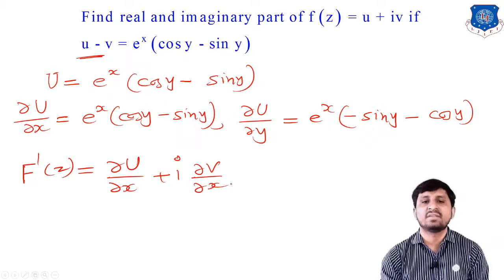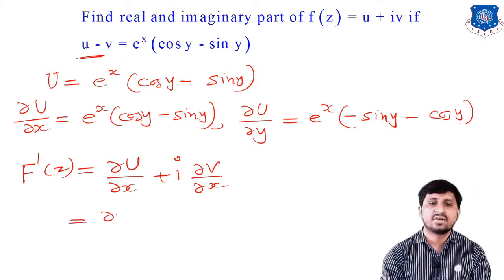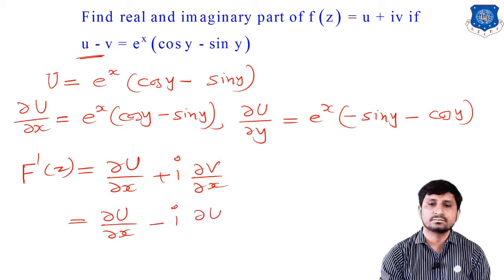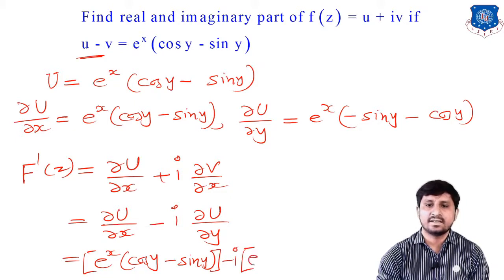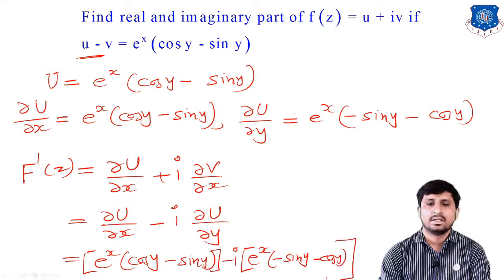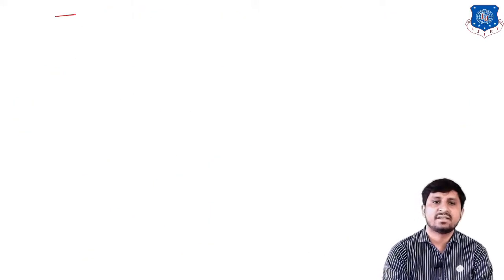Don't forget U and V both are capital. Okay, but instead of del V by del x, I can write minus del U by del y and put this value. Okay, that is e raised to x into (cos y minus sin y), right? And minus del U by del y, that is e raised to x into (minus sin y minus cos y). Okay, take x is equal to z and y is equal to 0.